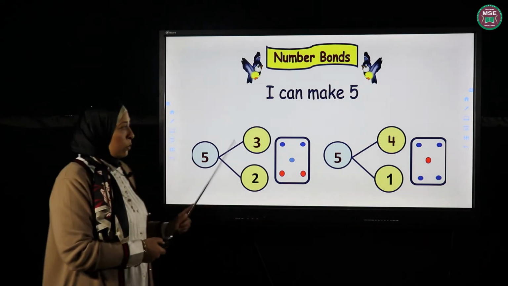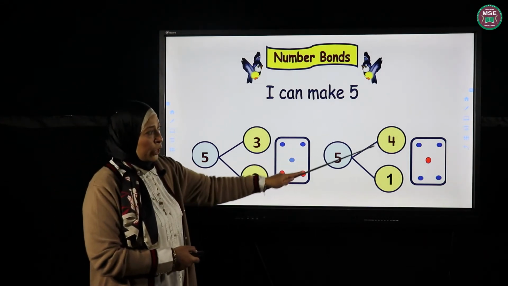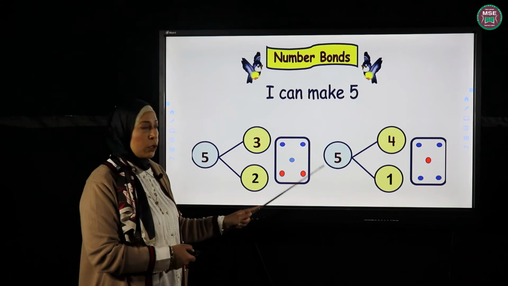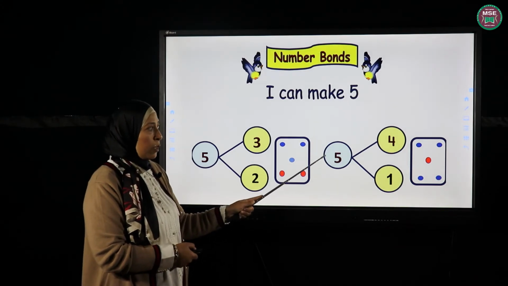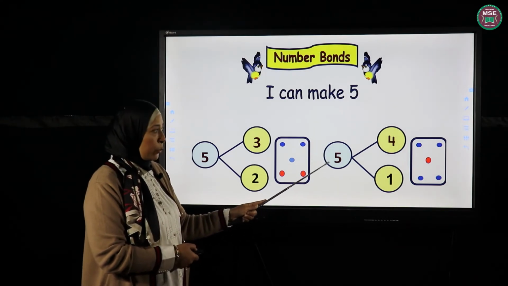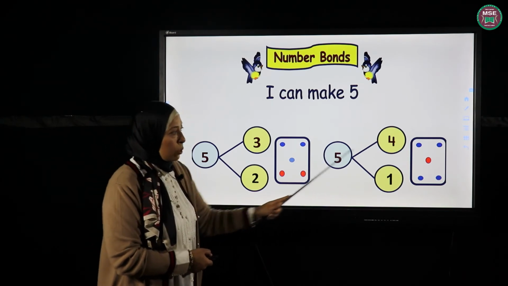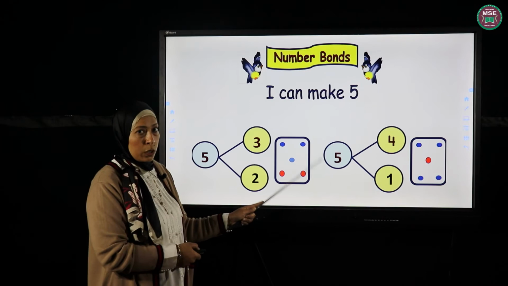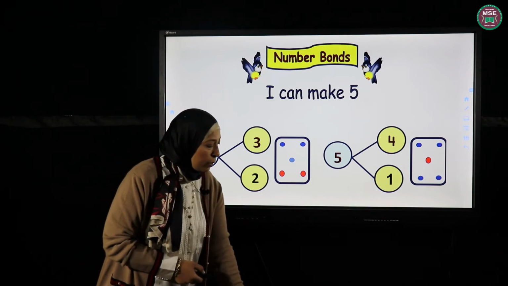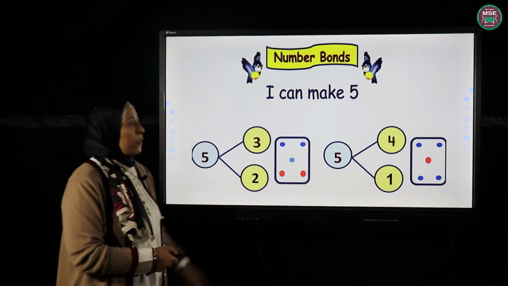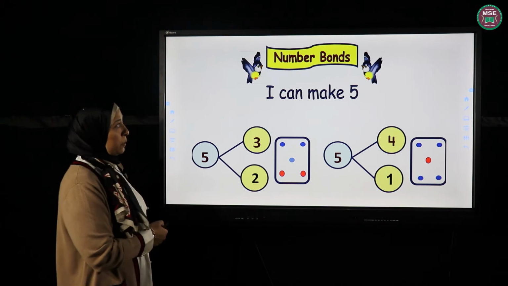Easy now? So this means any 2 parts can give a whole number. We have to look at the whole number. What number do you want to get in the whole one? And then draw dots till you reach this whole number. Okay, and write the number of dots you draw in the empty part.